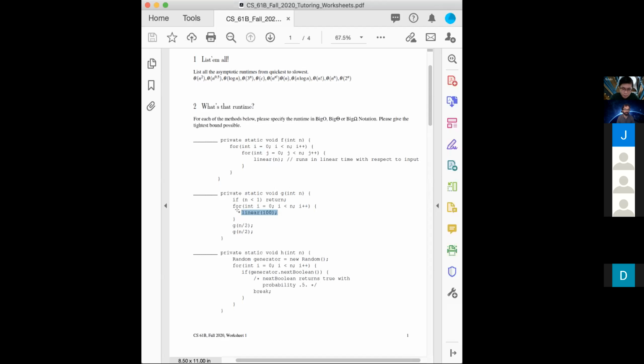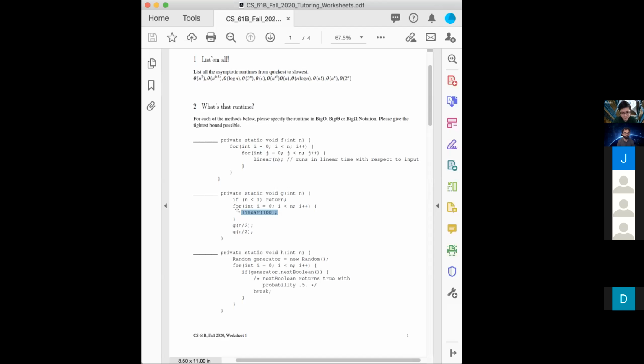So let's simplify it a little and not make it recursive. Just imagine that the code is literally only the for loop. Does that make sense, what I'm asking? Yeah. So in that case, what would you think the runtime is? N squared or n?